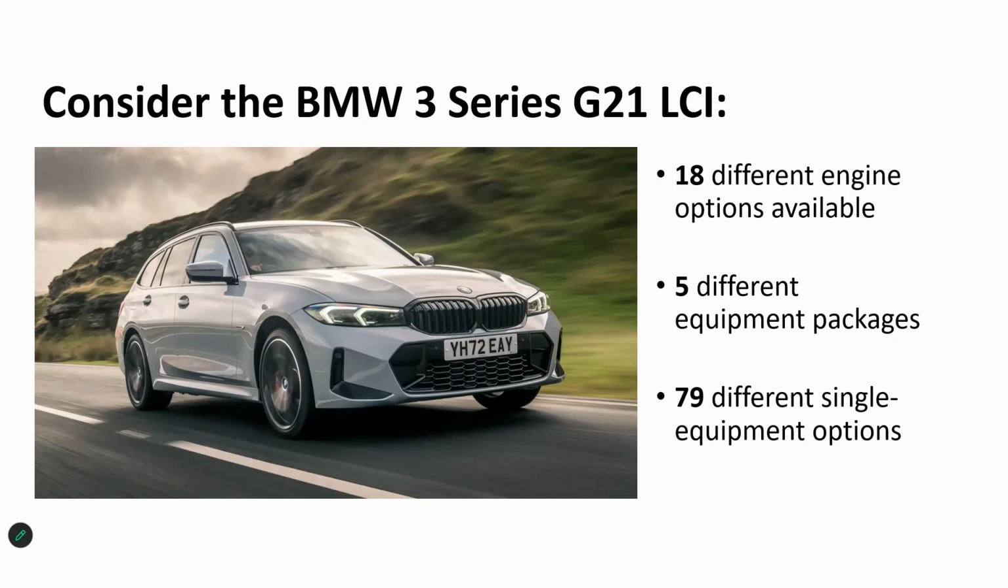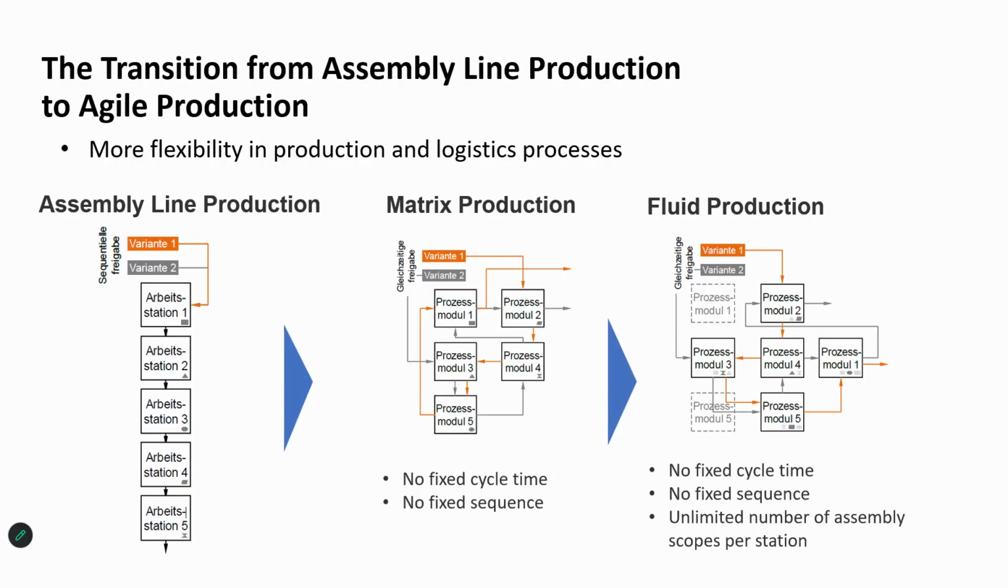So with all of this going on, clearly the Henry Ford assembly line, which again was designed to quickly produce a high quantity of a single specific model, is simply not going to work anymore. So it's with this in mind that industry has increasingly transitioned from the assembly line production method, again, the Ford method, with its rigidity and constraints, and instead moving to methods such as the matrix production model, which eliminates the fixed time cycles and sequence of processes, or fluid production models, which also allow for an unlimited number of assembly scopes per station.